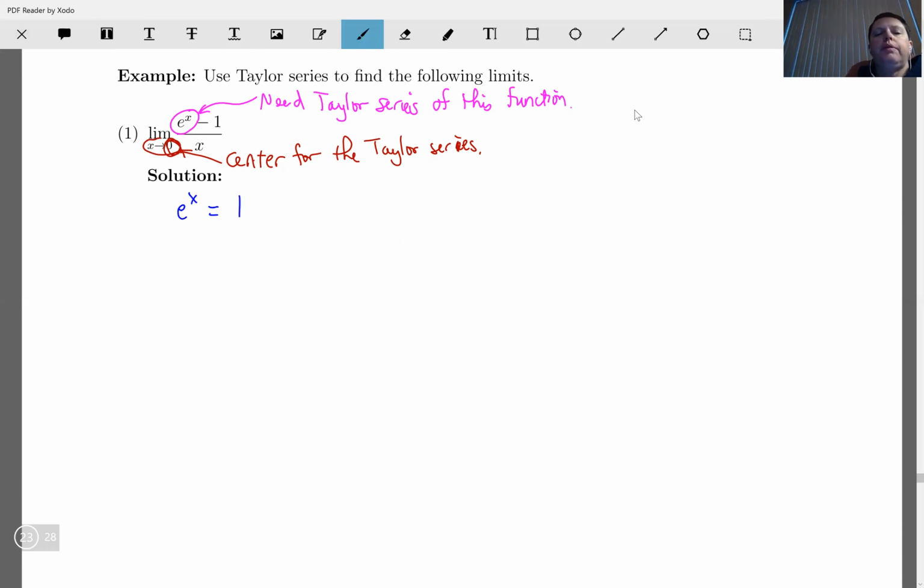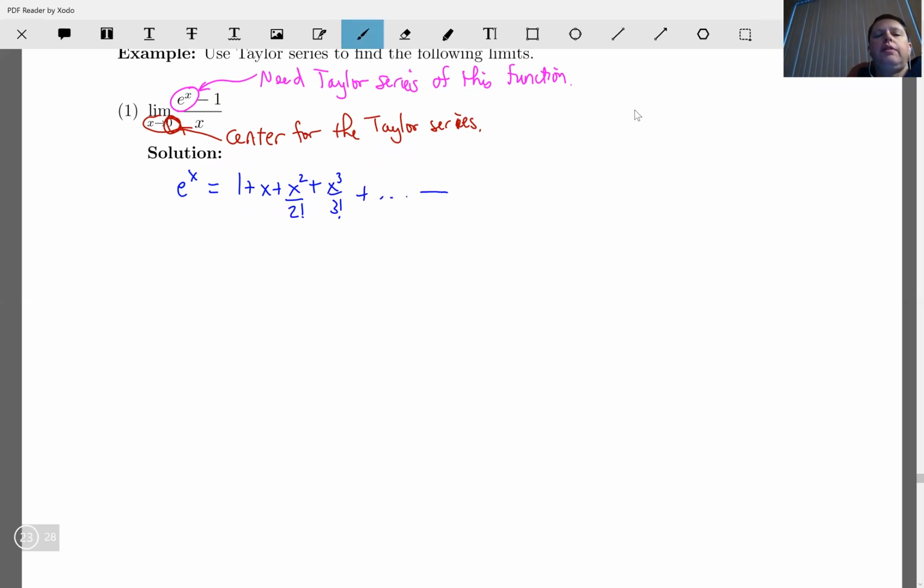We know that it's 1 plus x plus x squared over 2 factorial plus x cubed over 3 factorial. So that tells me that e to the x minus 1 is going to be 1 plus x plus x squared over 2 factorial plus x cubed over 3 factorial, minus 1. And what is that going to give me? That's just going to give me x plus x squared over 2 factorial plus x cubed over 3 factorial, etc.